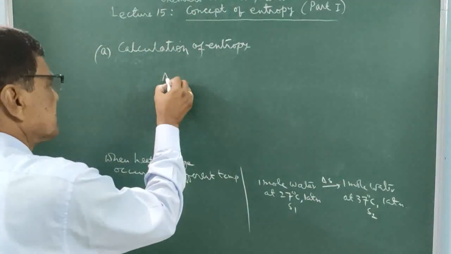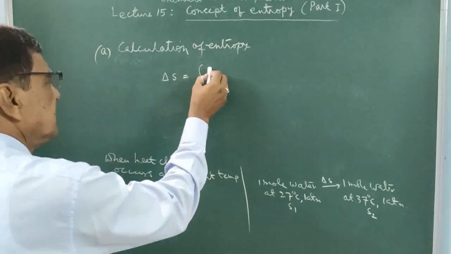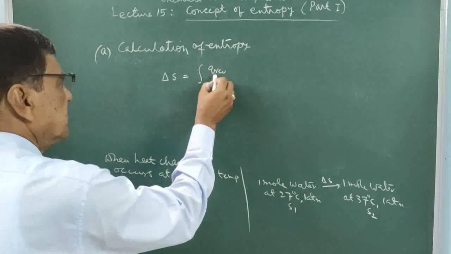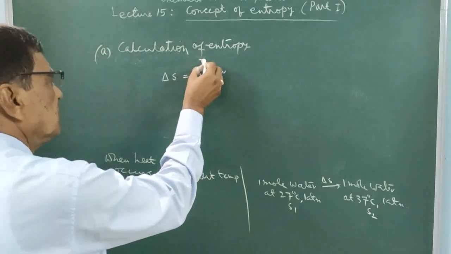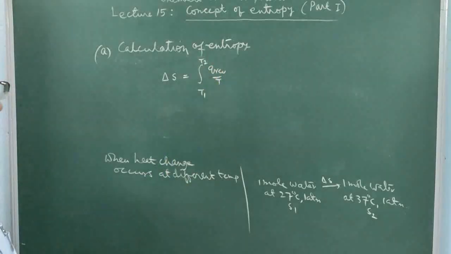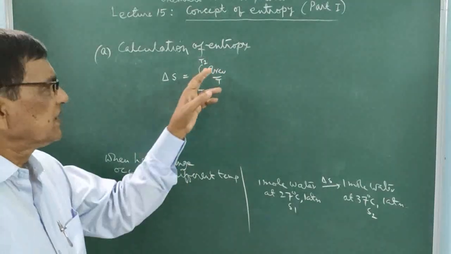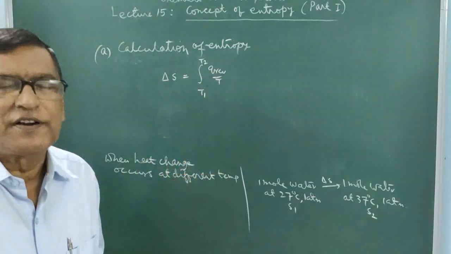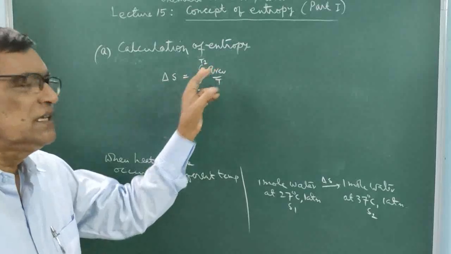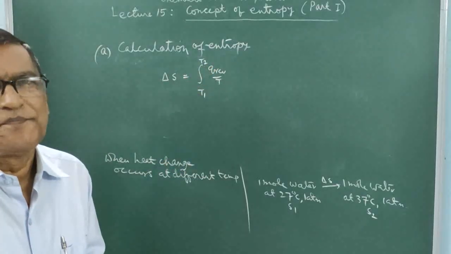Delta S equal to integration Q reversible by T, from T1 to T2. It would be better if we can add d, but Q is not a state function, not a perfect differential quantity, and so I am reluctant to add d.